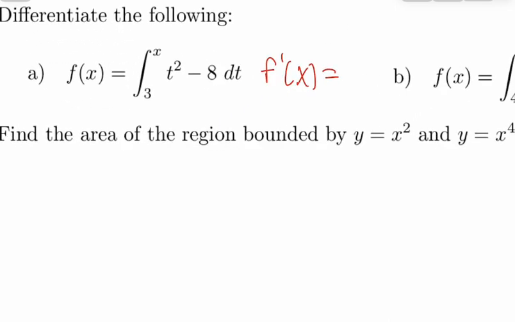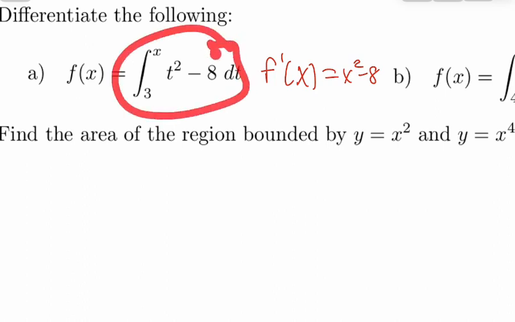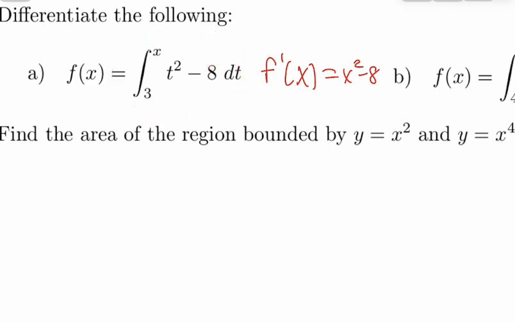Because the answer to this, if the boundary is just an x, is just x squared minus 8. That's the answer. Now, if you get stuck, what you can do is you can evaluate the integral. You know, it would become t cubed over 3 minus 8t. You could plug in x and 3. You could get the answer to the integral, and then you could just take the derivative.